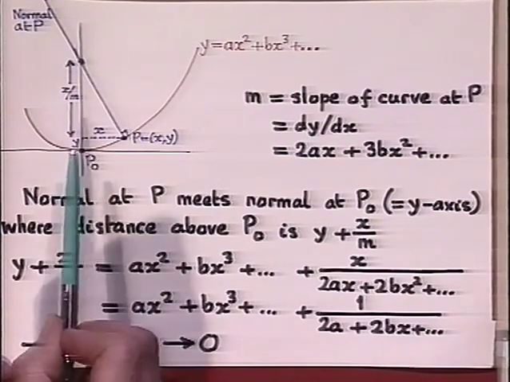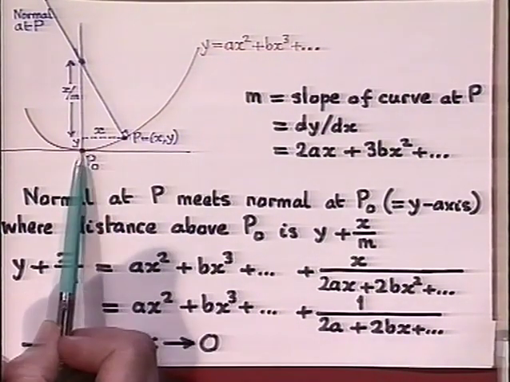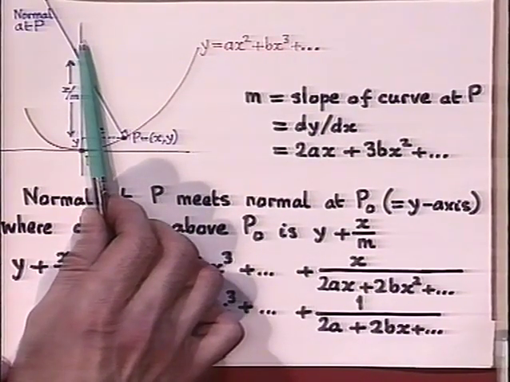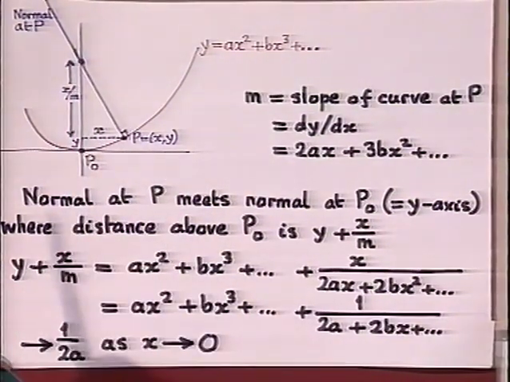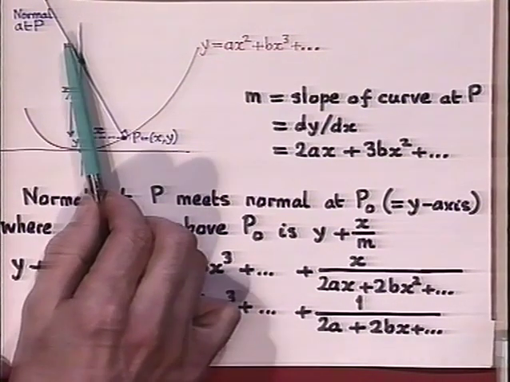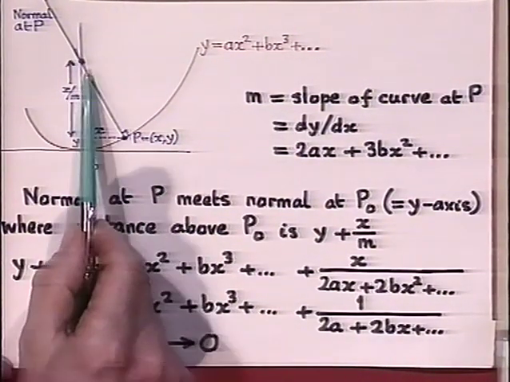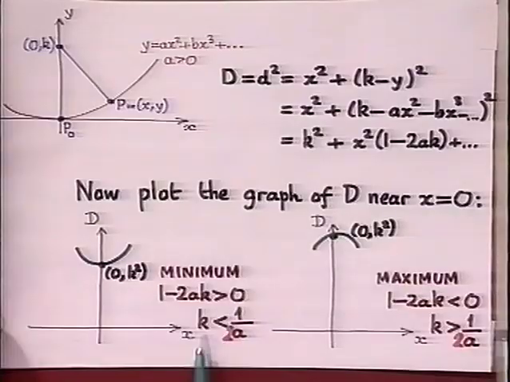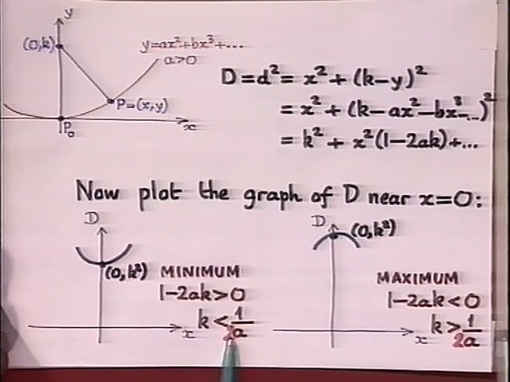What this says is that if we take a normal round here which is very, very close to the normal at p0, then these two normals will intersect at a point very nearly equal to 1 over 2a up this normal. And that's exactly the same number as occurred in the other calculation. If I just bring that back for a moment, it's exactly the same number, 1 over 2a, which occurred in the other calculation.